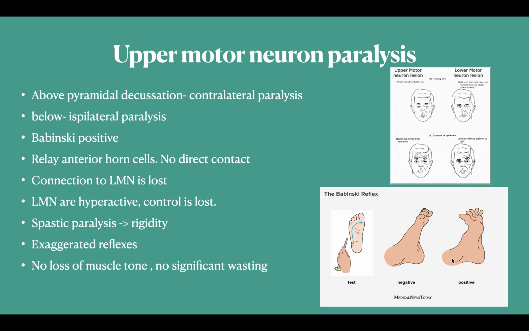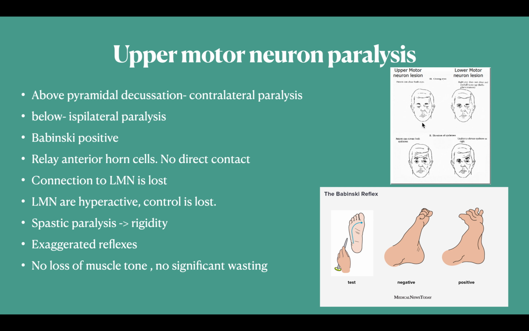It's only going to rely on very primordial reflexes. But the lower motor neurons are going to be hyperactive. The control is lost, and it's going to result in the spastic paralysis and rigidity and exaggerated reflex. If you tap them gently, let's say on the patella to test the patellar reflex, they're going to kick up very, very high. There's not going to be a twitch. So in upper motor neuron paralysis, there's not going to be any loss of muscle tone. There's no wasting. In fact, it could be like hypertrophy because of the spastic paralysis.